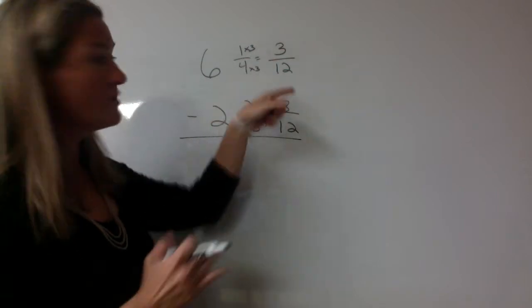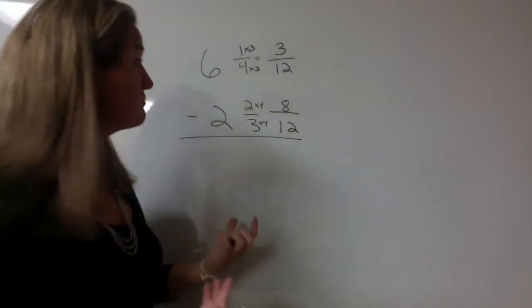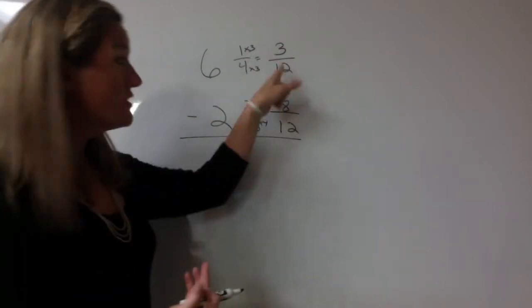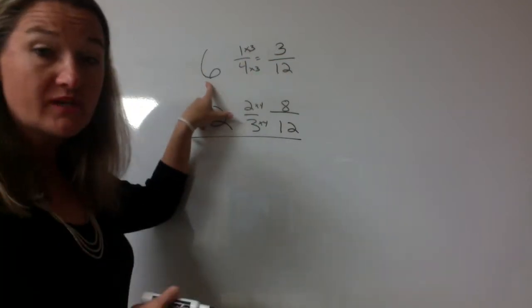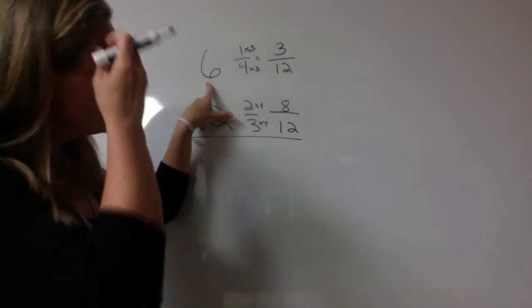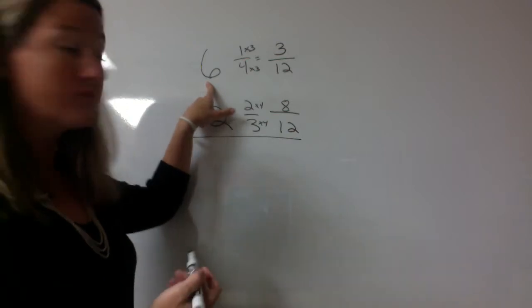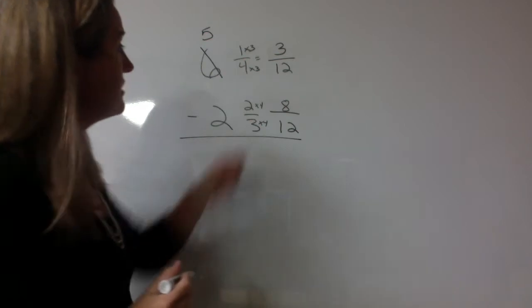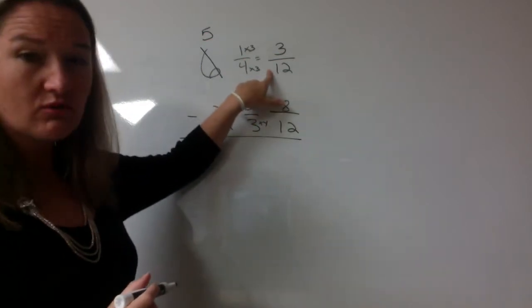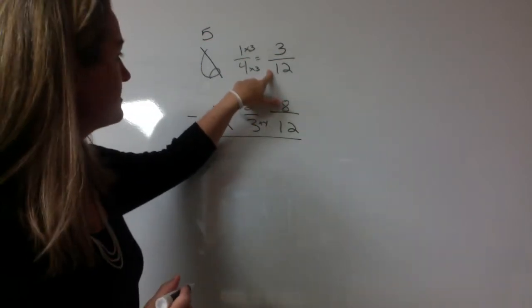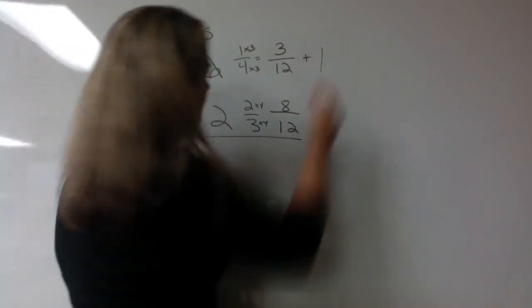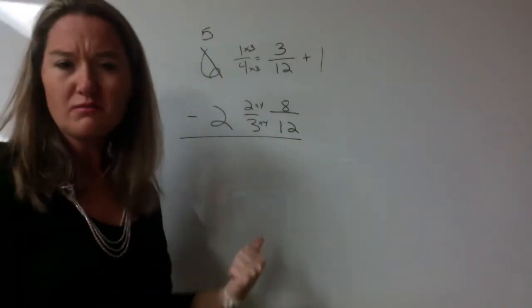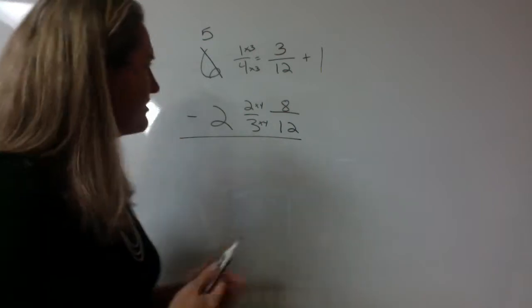So the 3/12 needs more. It's got to borrow some more, and it's got this whole number over here, 6. So 3/12 is going to go borrow one whole from the 6. So we're going to borrow one whole, which now makes the 6 a 5. So we're going to add that one whole to 3/12. We can just go plus 1, but then we've got the whole mixed number subtracting a fraction.